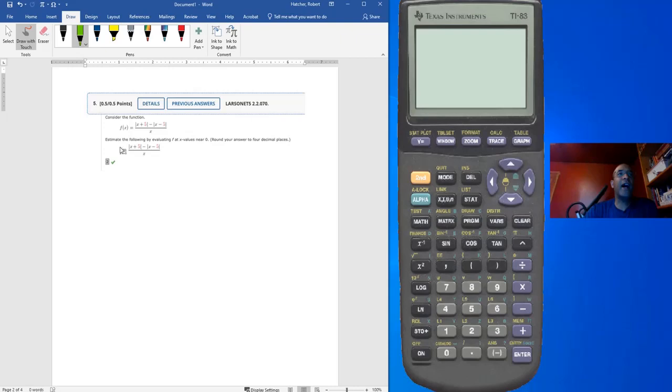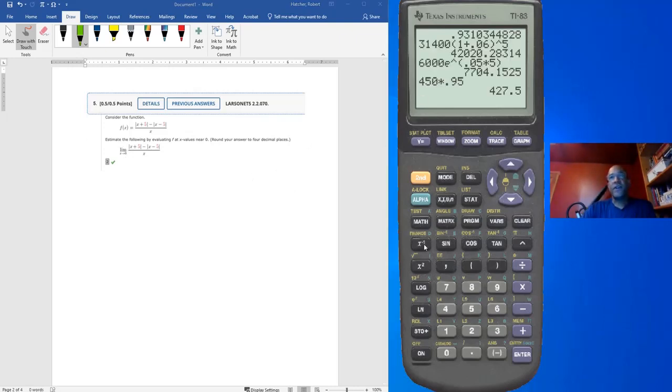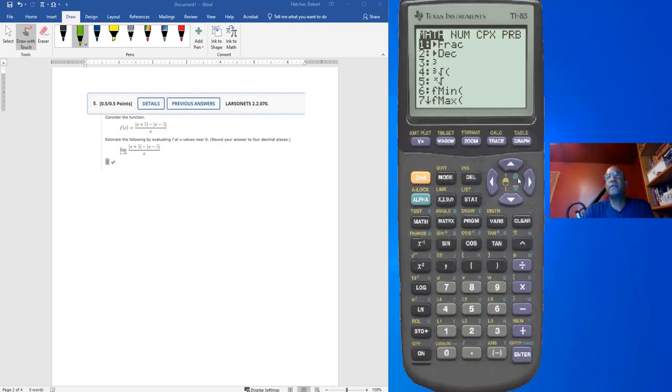This one's a little bit different. Here they just wanted you to fill out the table. The easiest way to do this is just to put the function in the calculator. You could calculate these things one at a time, but it's easier to put it in the calculator. So I'm going to put in parentheses and then the absolute value of x plus 5 minus the absolute value of x minus 5, and all of that over x.